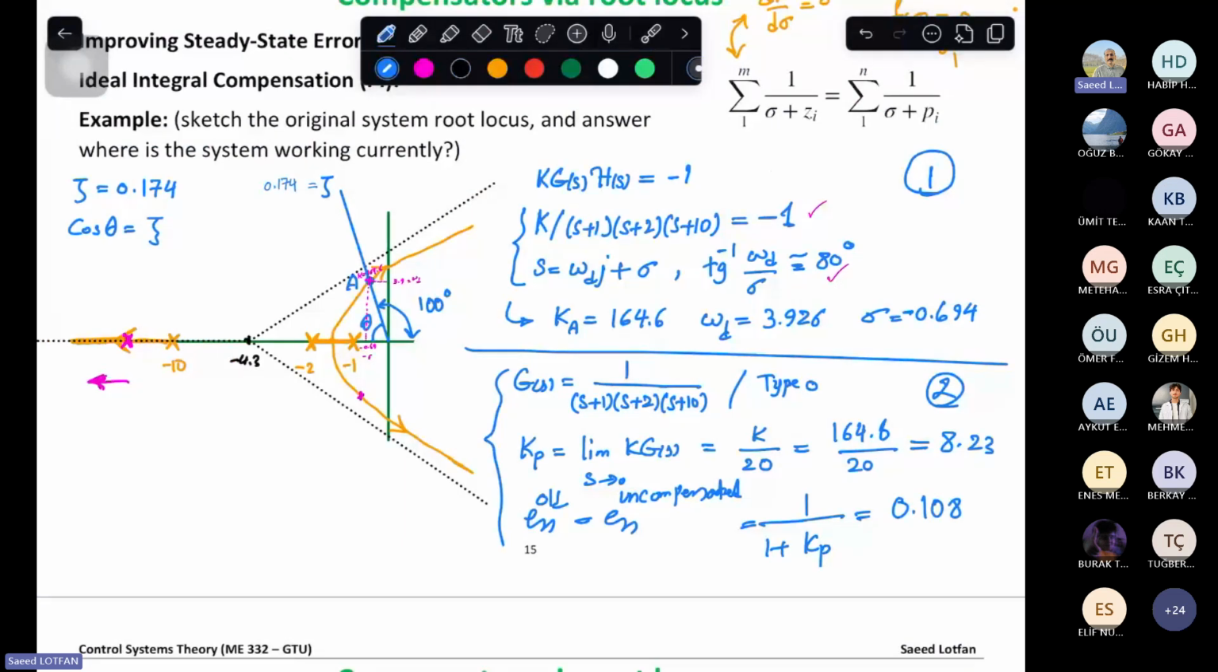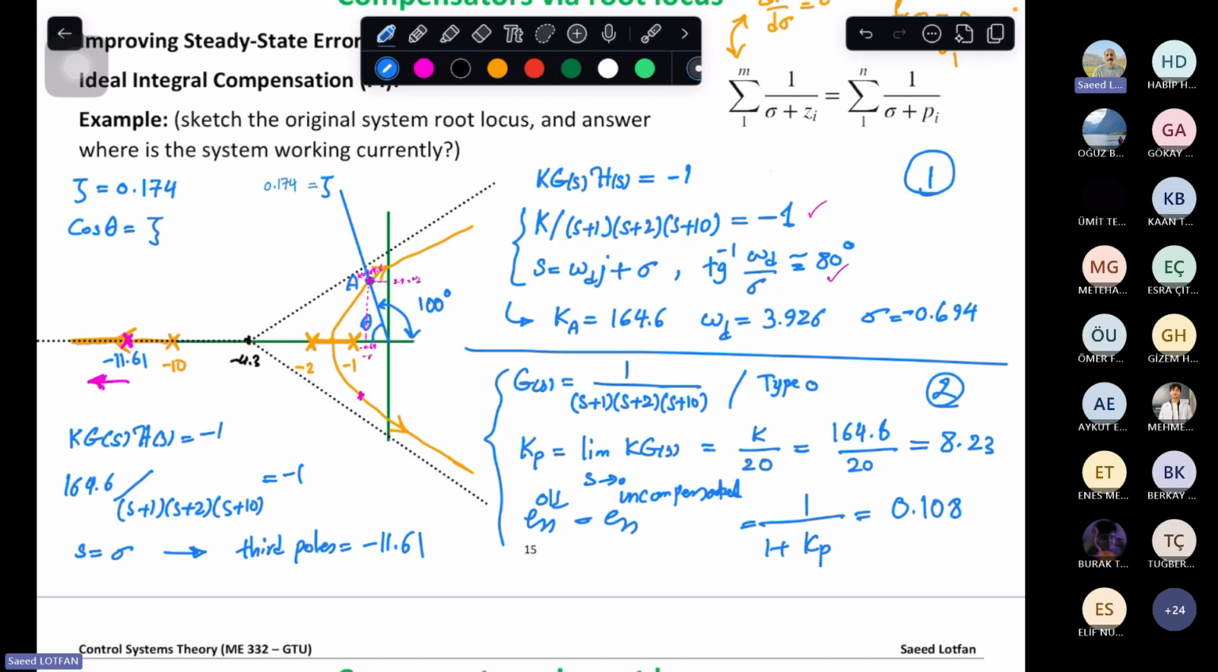How do I find the third pole? I say that K G of S, H of S is equal to -1, and I know that K is 164.6. The system is working with this gain now, multiplied by S plus 1, S plus 2, S plus 10 equal to -1. In this condition, S is a real value. We discussed last session that the third pole is real, because if it were complex, it would have a complex conjugate, so we would get a fourth pole also. So S is equal to sigma, 1 equation, 1 unknown. I get that the third pole becomes -11.61. So this is the third step.